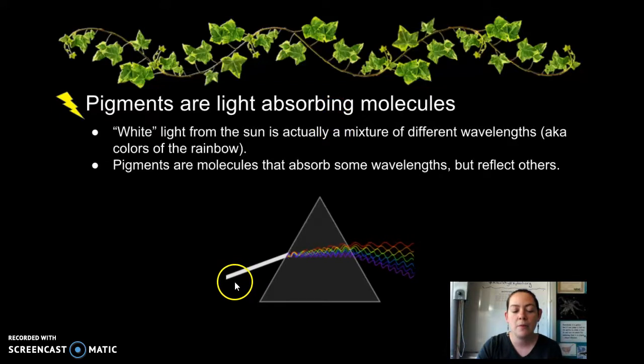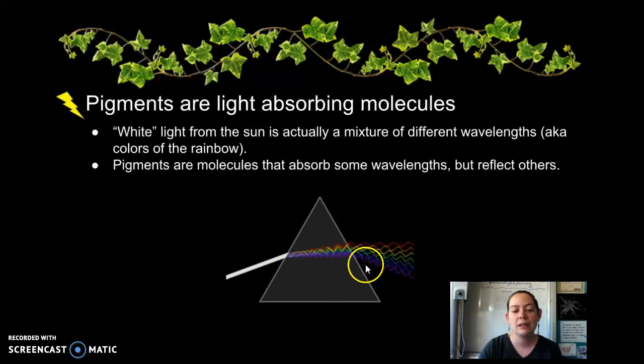So hopefully you guys remember that white light is actually a mixture of all the different colors of the rainbow, right? Roy G. Biv: red, orange, yellow, green, blue, indigo, violet. Those are all in this white light that's coming from the sun. If it goes through a prism, the prism will split the wavelengths of light. Wavelength is kind of this. See how these are coming out in waves? And red has longer waves than the violet. So there's a whole spectrum of wavelengths in light.